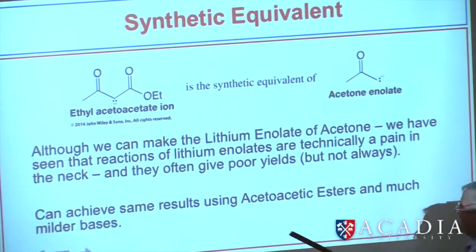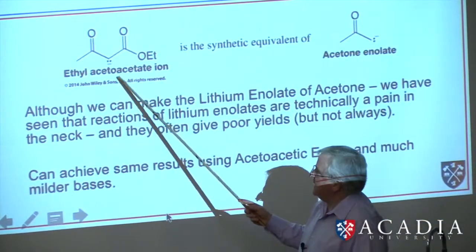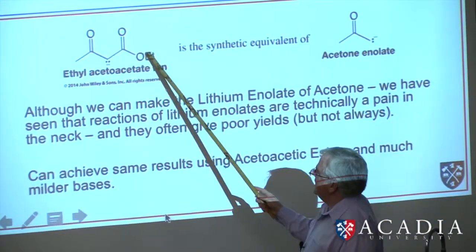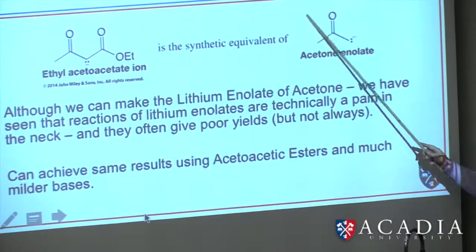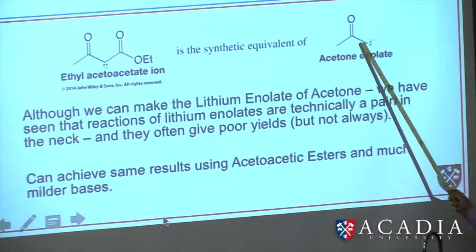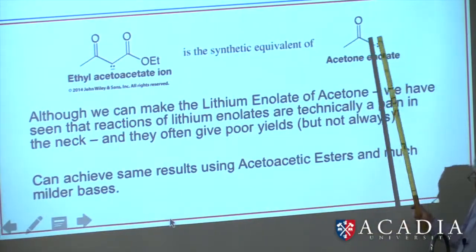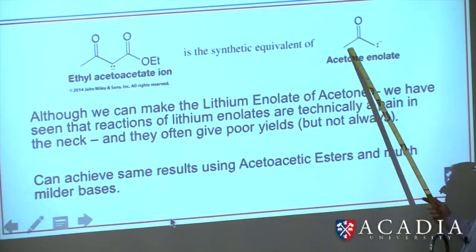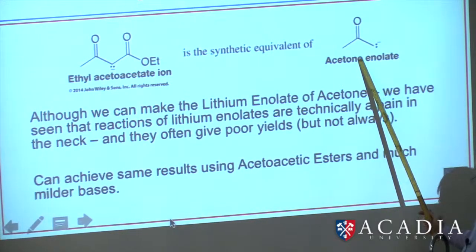So as it turns out, we're going to do this last reaction today. The ethyl acetoacetate ion, we'll see, is the synthetic equivalent of the acetone enolate. We'll see in a second. The reason is we can get rid of all of this junk after the reaction, and we'll see why. And it's the synthetic equivalent of this.